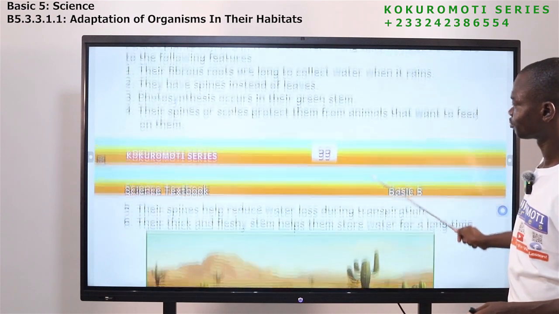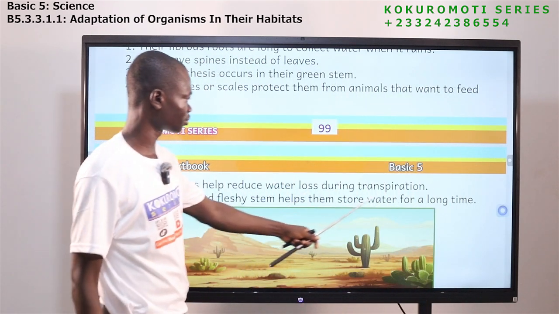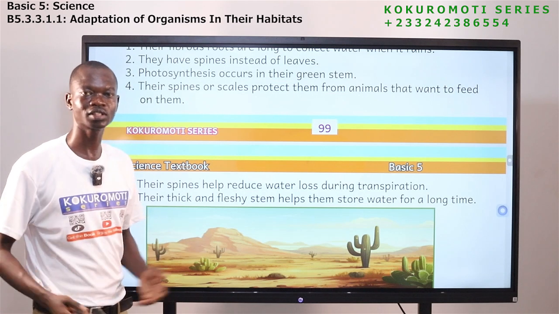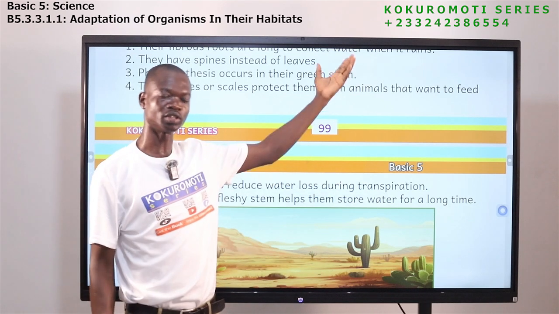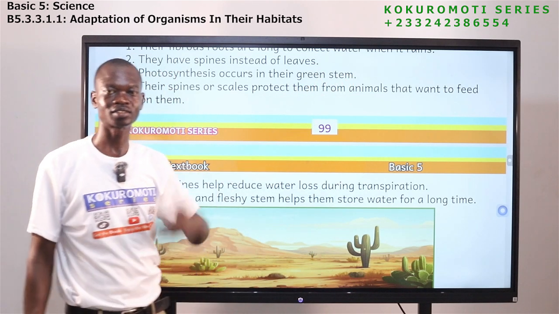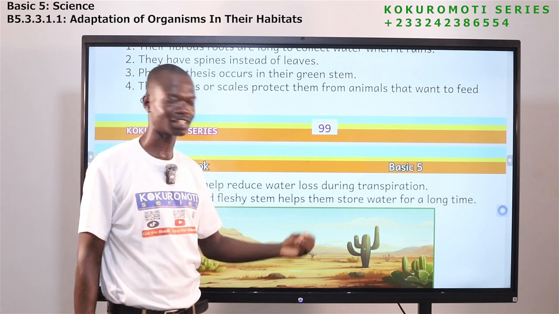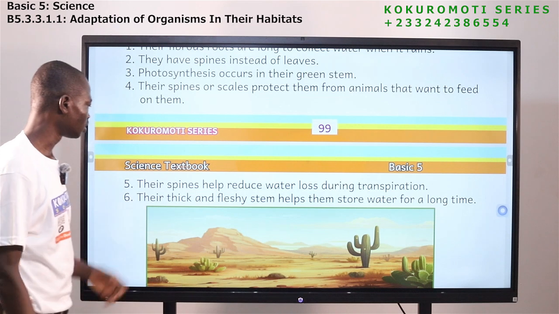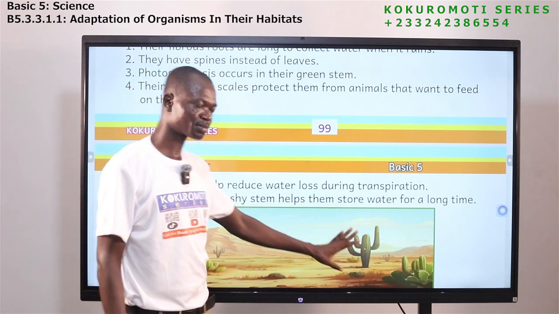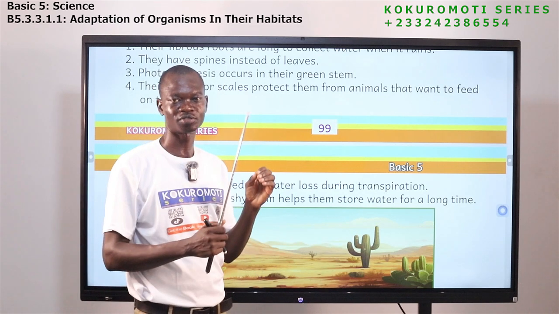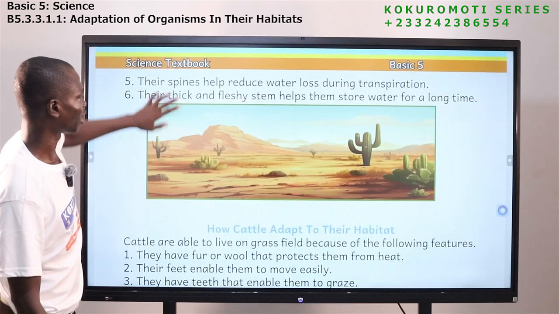The next one, number 5. Their spines help reduce water loss during transpiration. You know, plants lose water by allowing the water to go into the atmosphere. And that process is called transpiration. That is when water moves from plants into the air. So in the case of cactus, their spines help reduce water loss during transpiration. Because of their spines, the water that goes into the atmosphere reduces. That is another feature about them.